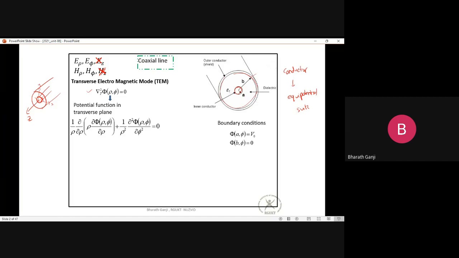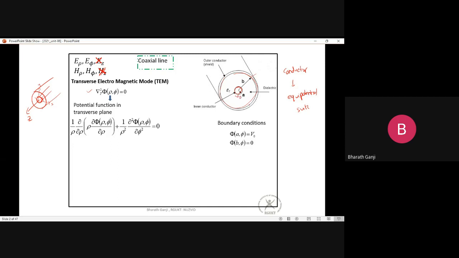So for the purpose of easy analysis, let me take the inner conductor to be at a potential V naught and the outer conductor at a potential zero. It does not have to be like that. You can also solve the same problem by taking this potential as V1 and that potential as V2, and you will still get the same answer, because the absolute value of the potential of a conductor doesn't matter. We always do our analysis with the potential difference, not the absolute potential. So it is the potential difference that matters.